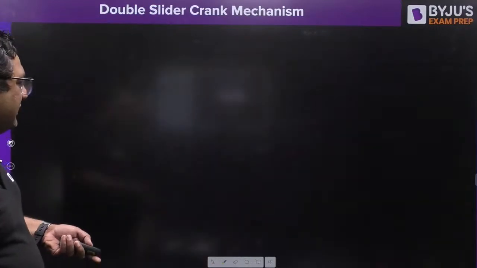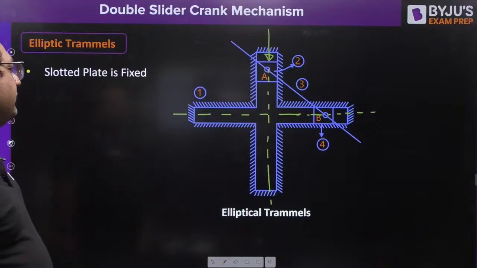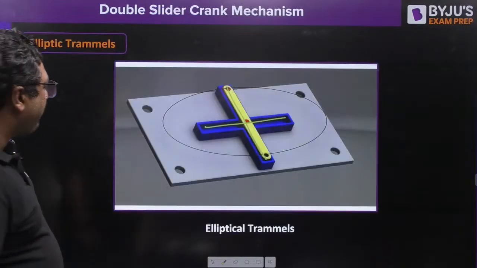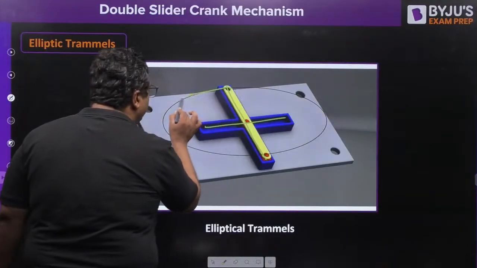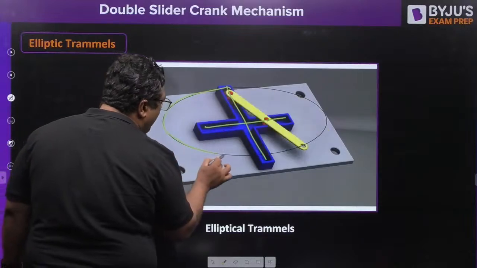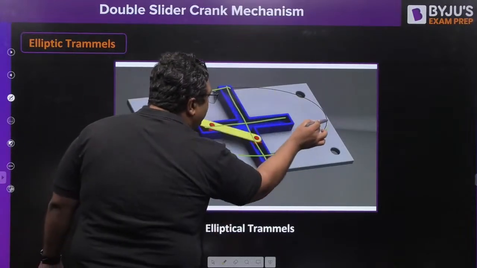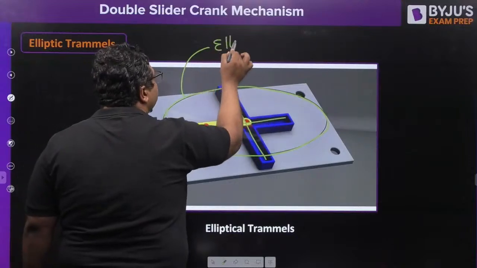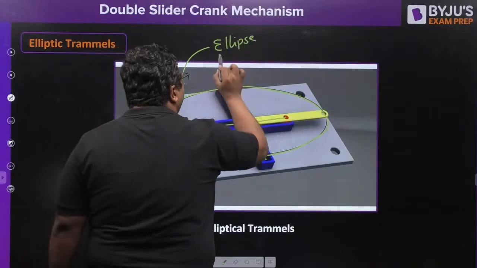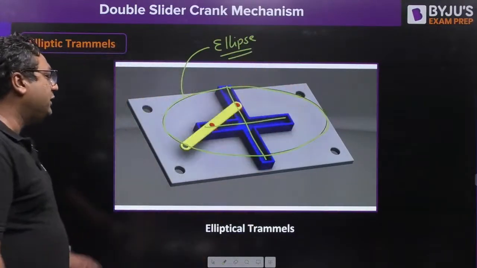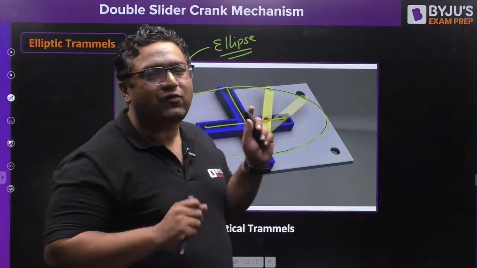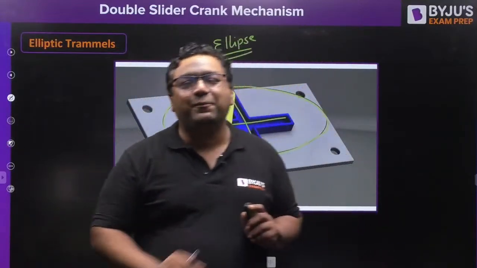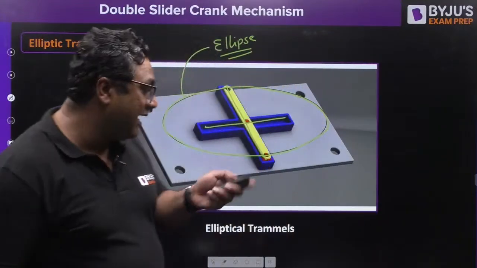So my dear, now let us see why it is called an elliptical trammel. You can see the path traveled. If you take the path traveled by any point present on the coupler, it seems to be an ellipse. So my dear, this path seems to be an ellipse. This you have seen in the animation. Now we are going to derive that yes, the locus of any point on this coupler is going to be an ellipse. Let us derive it, guys.